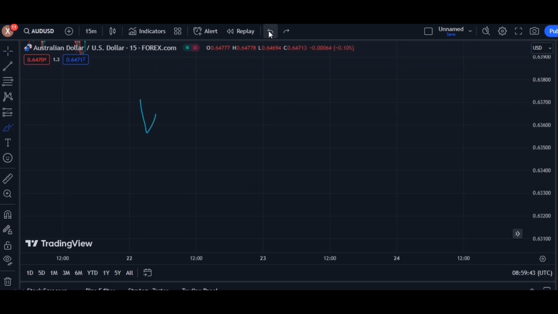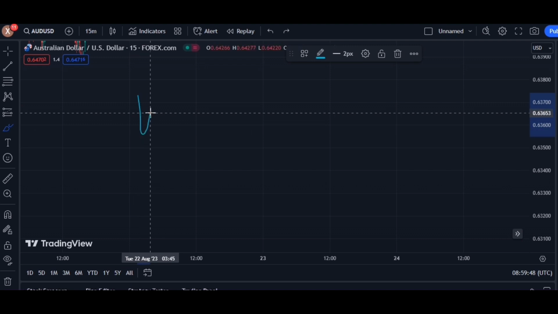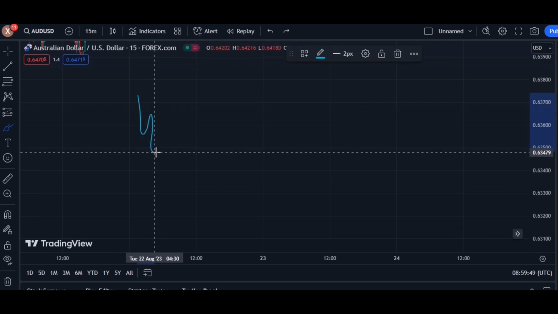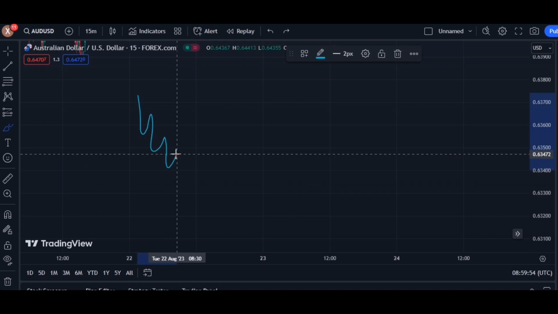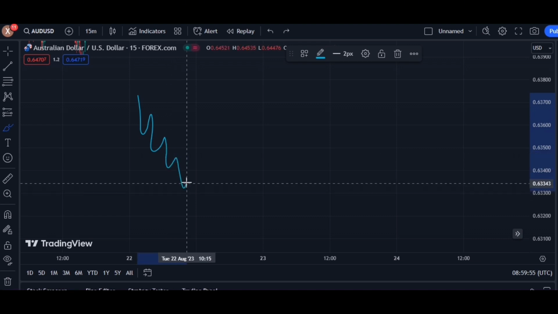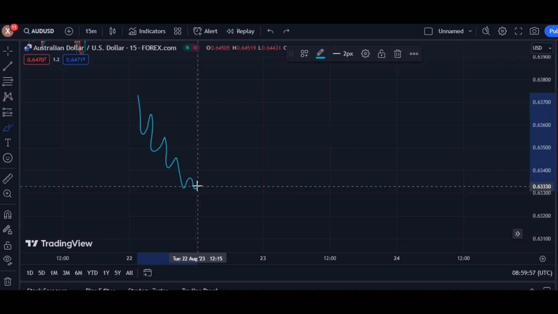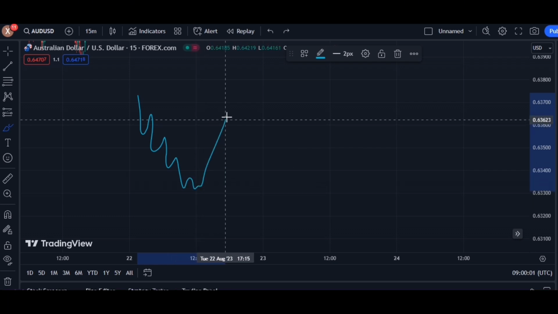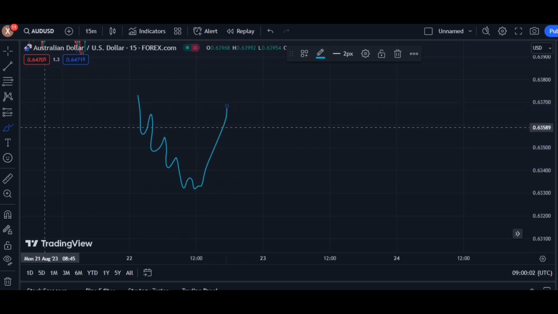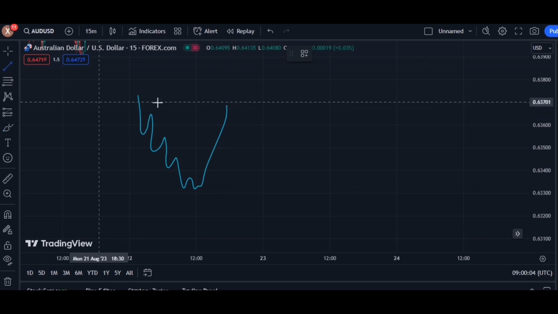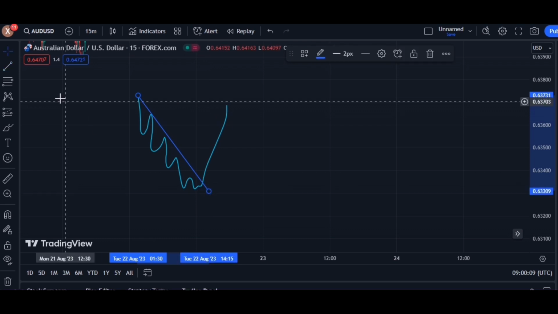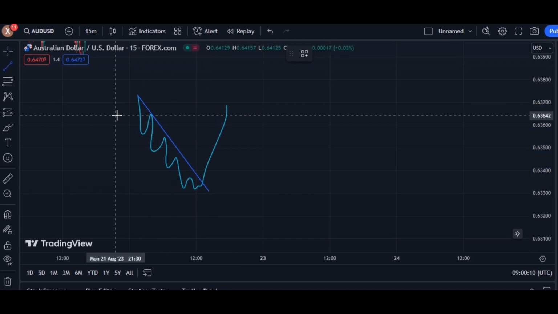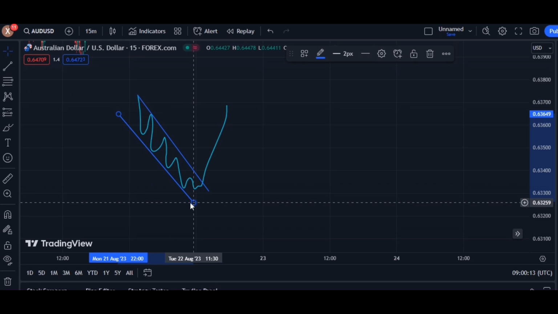So let's say we have a downtrend: a lower low, higher low, lower low, higher low, lower low, higher low, lower low, and a higher low. They had a bit of consolidation, then the market pushed to the upside. So we had a trending market to the downside. This is what we are looking for in today's strategy.